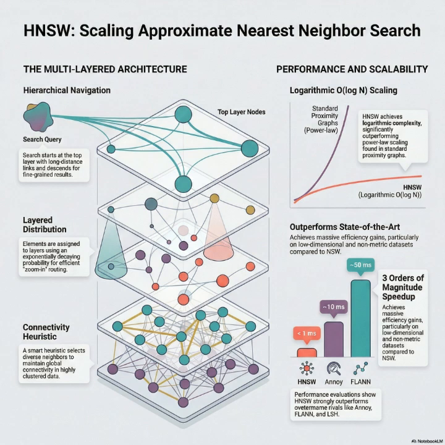This paper didn't just iterate on an old idea, it fundamentally changed the architecture of how we index high-dimensional data. If you use a vector database today, Pinecone, Milvus, Weaviate, even some versions of Elasticsearch under the hood, it is almost certainly running HNSW or a variant of it. That is what I love about this. We are looking at the invisible machinery of the internet.